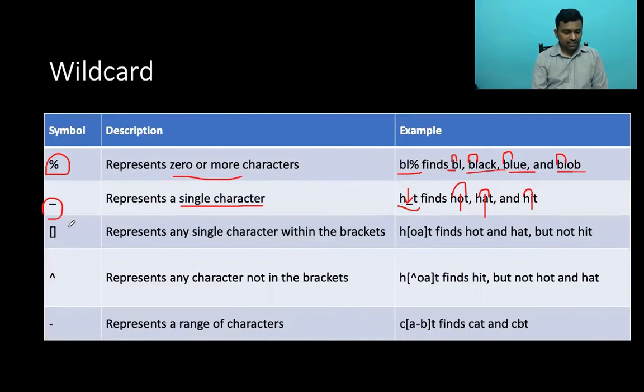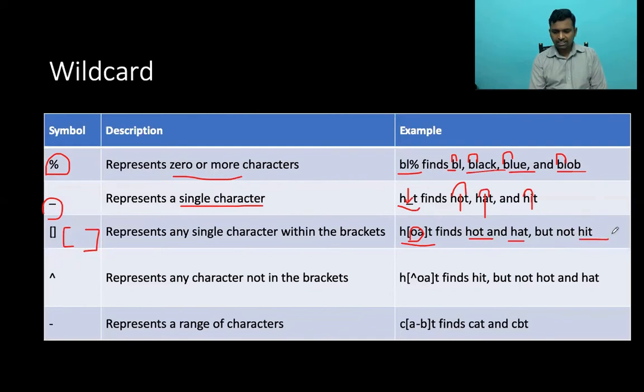And this is the bracket. Now the bracket represents that I can give more than one character there. If any one of the characters matches. When I say underscore, it is only one. When I say bracket, I'll be giving the characters that it can match. I'm giving an option there, right? So here I can say H, and it can be either A or O. So it finds hot, hat, right?